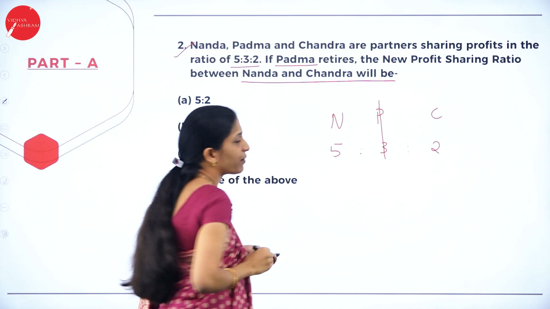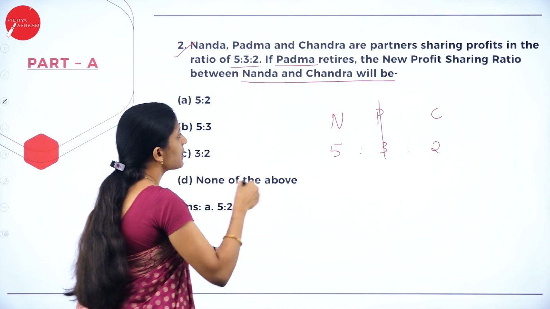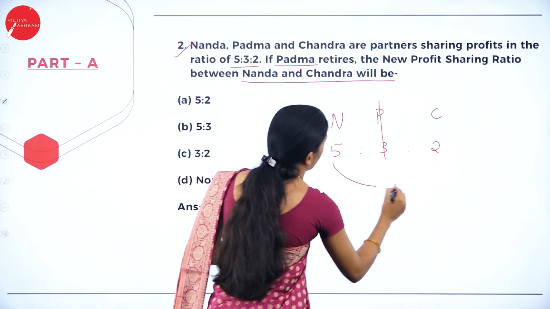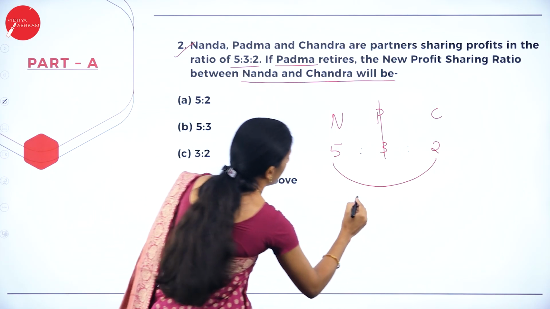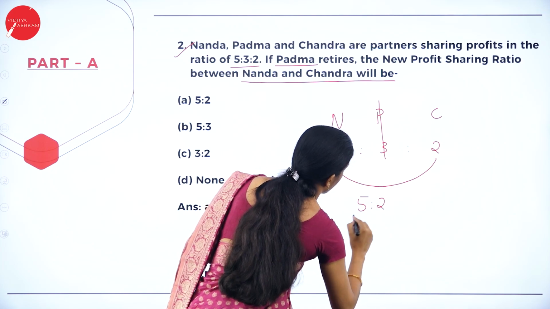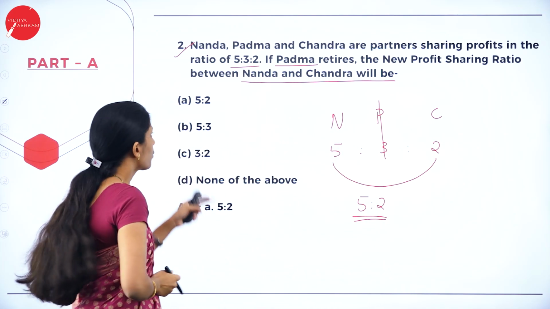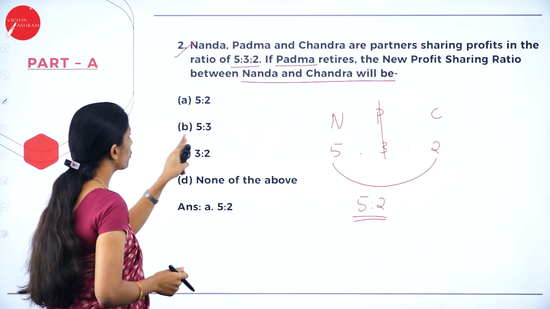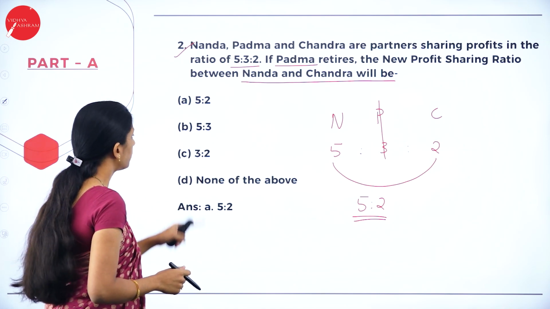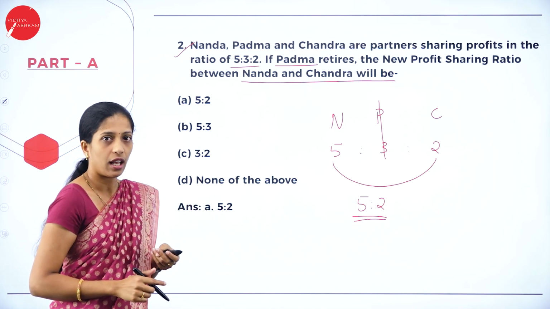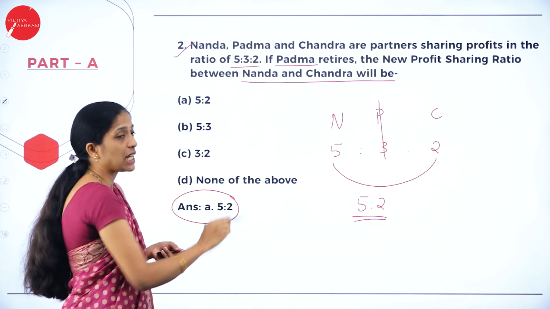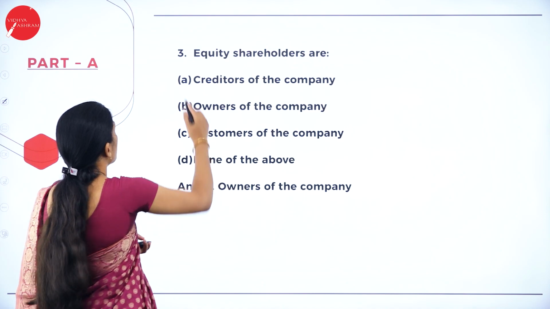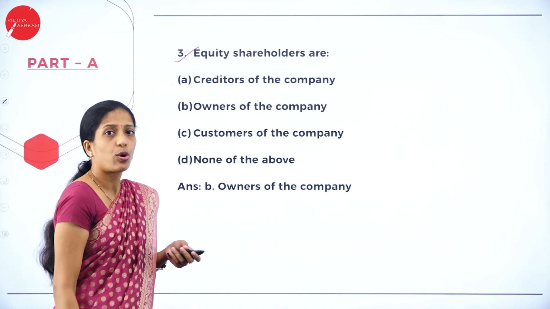So, Padma retires from the partnership firm. What is the new profit sharing ratio of Nanda and Chandra? Correct? So, what is the new profit sharing ratio then? 5:2. So, this is the answer. Okay. So, they have given the option A 5:2, B 5:3, C 3:2, D none of the above. So, easy question. So, what is the answer? Option A 5:2.